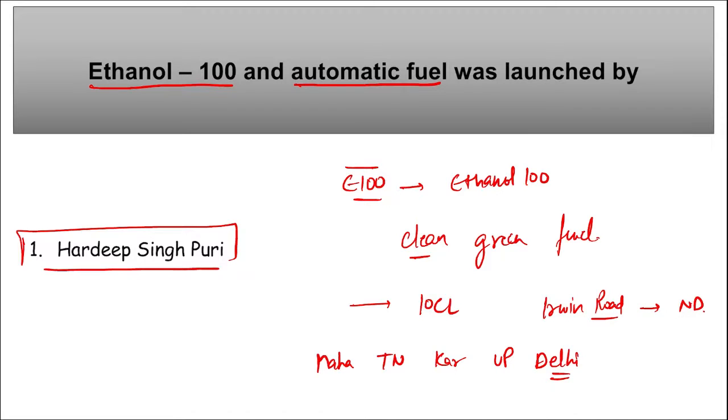Correct? And this E100 fuel is expected to transform the transportation sector and reduce the fossil fuel dependency. As we said, this is also a clean green fuel. This E100 or ethanol 100, this is a cleaner alternative to gasoline, and it emits fewer greenhouse gases and pollutants as compared to others, and it keeps the air clean. The octane rating here is between 100 to 105. Right?